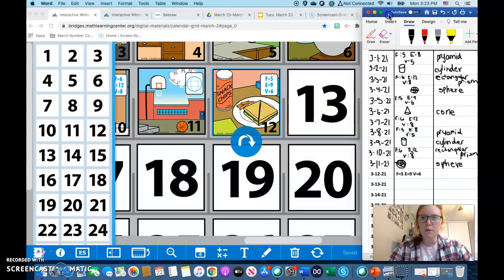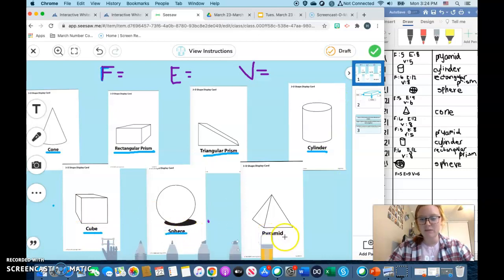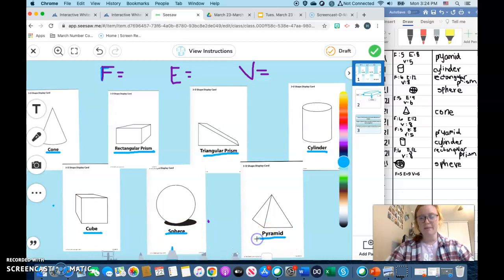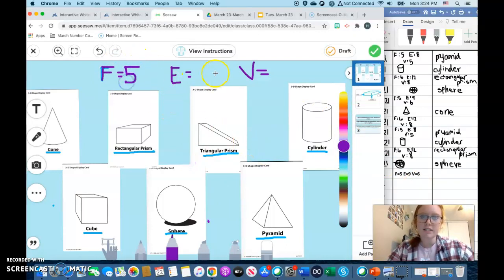Okay, I'm going to open up our Seesaw activity where it has all of our 3D shapes. Let's say them together one more time. Cone, rectangular prism, triangular prism, cylinder, cube, sphere, and pyramid. Okay, so those are all of our shapes. So we found out that our faces, I'm going to make it purple so you can see it, we had 5. Our edges, 9, and our vertices, 6.